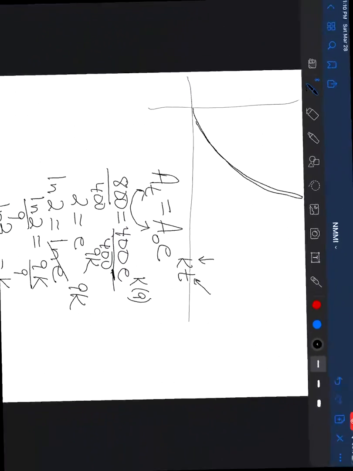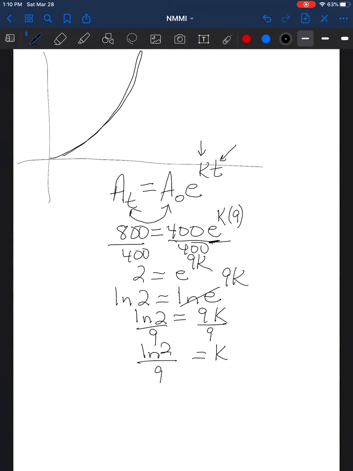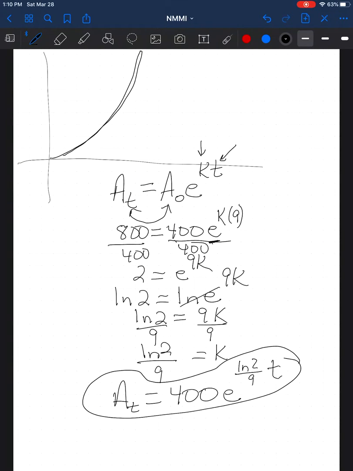From that, we can get the exponential equation that we could use to find basically any unknown in this problem. It would be A sub t equals 400, which is always our initial amount. That's not going to change. Times e to the k, and now we know that k is ln of 2 divided by 9, times t. That's called the exponential equation for this problem. Sometimes they'll ask you to give the exponential equation. In this particular problem, they don't, but it does happen in some of the homework problems and on the test. So be aware, if it asks you to write the exponential equation, this is it right here.